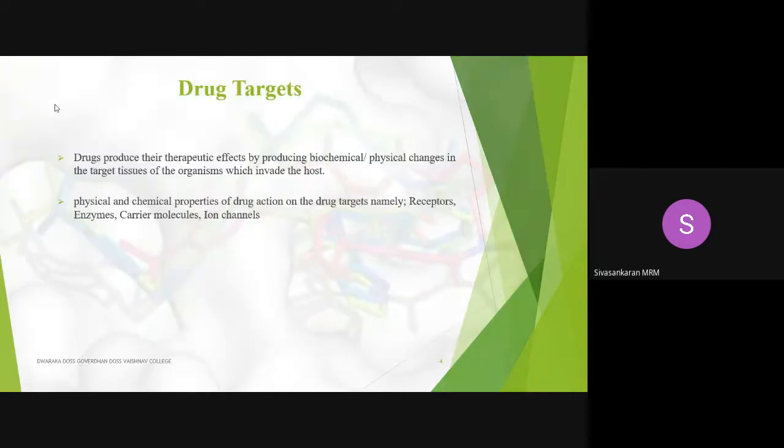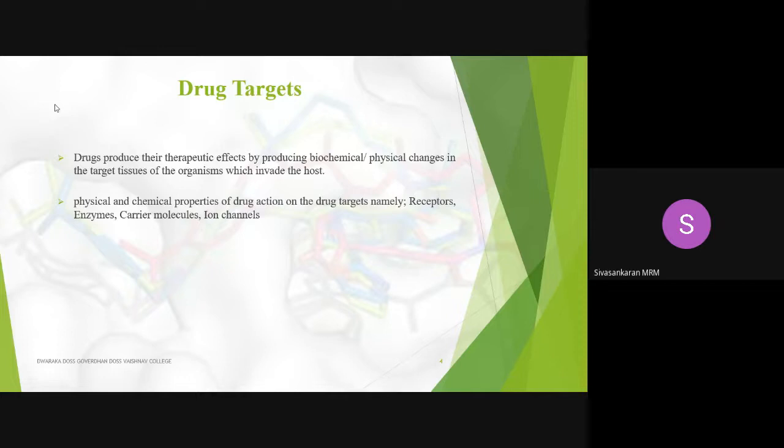So, how do we target the drugs? Actually, drugs produce therapeutic effects by producing biochemical and physical changes in the target tissues of the organisms which invade the host. As I explained earlier, the drugs change the particular effect on the particular protein which causes the disease in the host. It can be in humans or in animals, whatever it is.